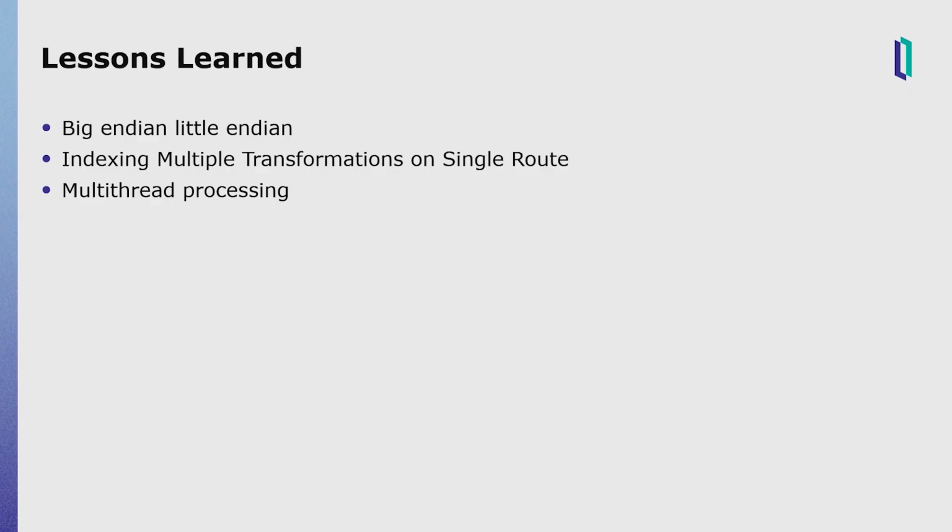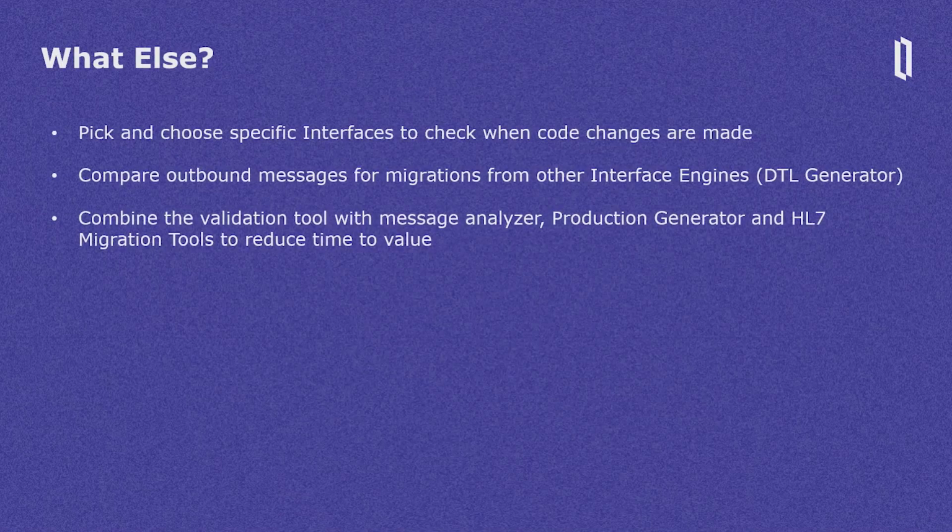I just want to make sure I put this in here in case we forgot. We did talk about big Indian, little Indian, multiple transformations on a single route, and multi-thread processing, which is something we're working on right now. So, we think things will improve as we go forward. We'll probably be a little bit faster as we go forward. I'd love to see us get to where we can pick and choose interfaces.